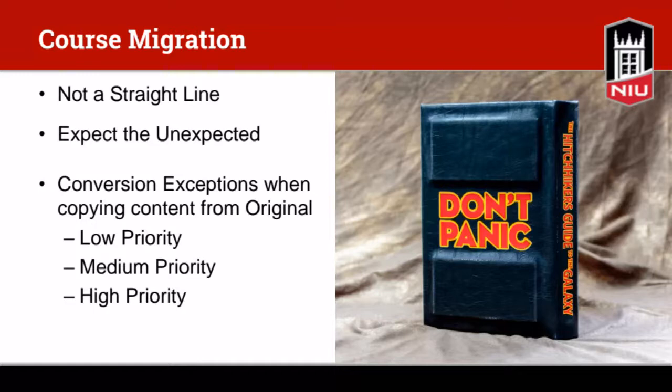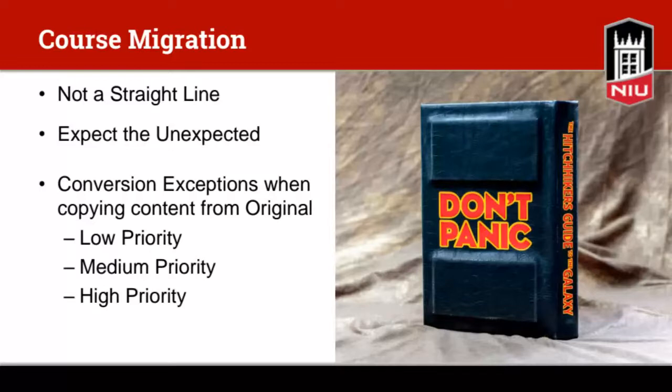Because when you're pulling in content from an original course, it sometimes throws these exceptions, and it designates them as low, medium, and high priority. But the problem is that when it tells you how many exceptions you have, it does not really differentiate. So you might see that you have 100 exceptions, but 99 of them might be low priority exceptions, which honestly are very, very minor. They're generally just minor formatting changes, probably not even stuff you would notice.